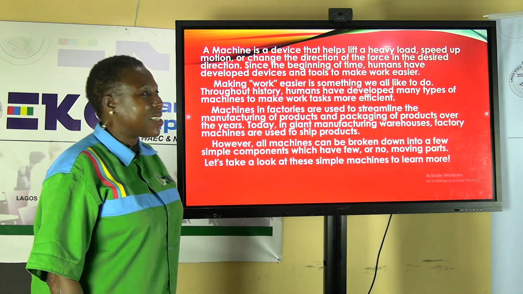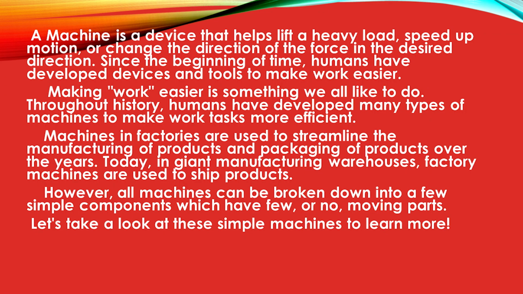A machine is a device that helps lift a heavy load, speed up motion, or change the direction of the force in the desired direction. Since the beginning of time, humans have developed devices and tools to make work easier. Making work easier is something we all like to do. Throughout history, humans have developed many types of machines to make work more efficient and effective.